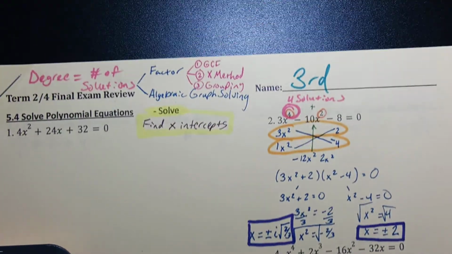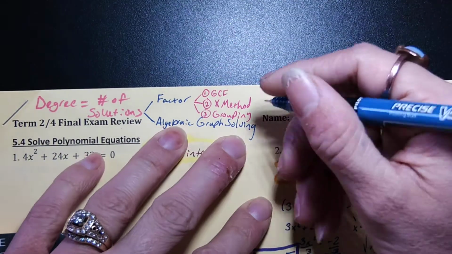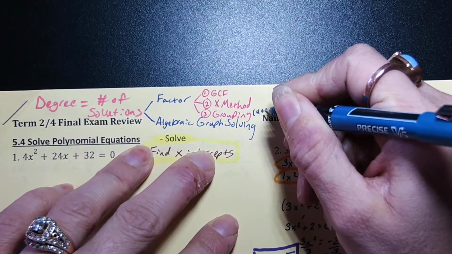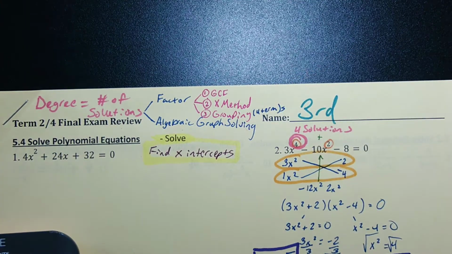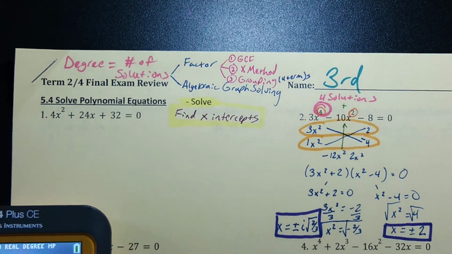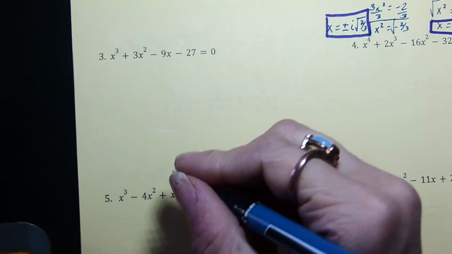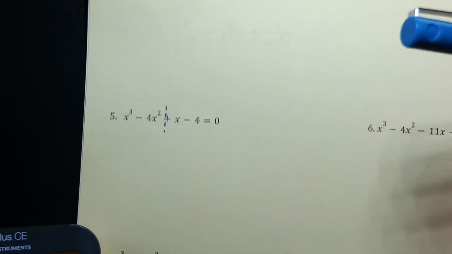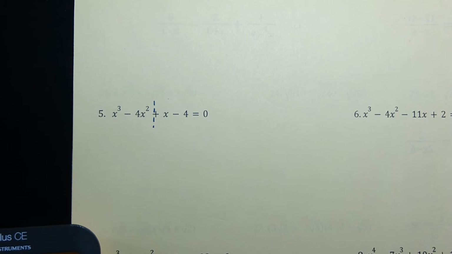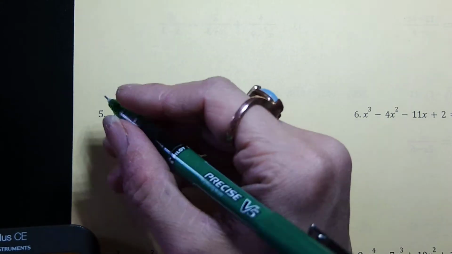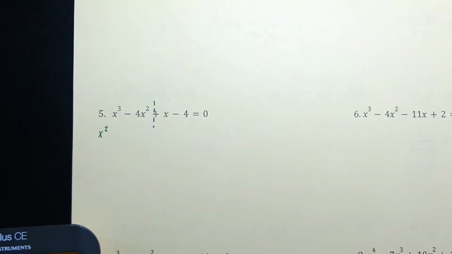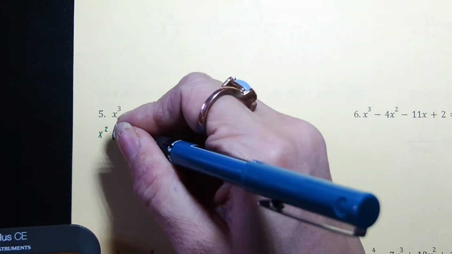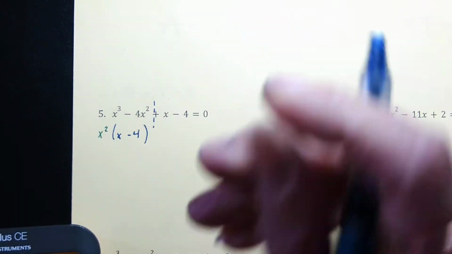So folks, up by where we wrote grouping, you may want to write 4 terms. Because how grouping works is we split it in half, and we take a GCF out of the first pair. So what is my GCF there? X squared, which leaves me with x minus 4.